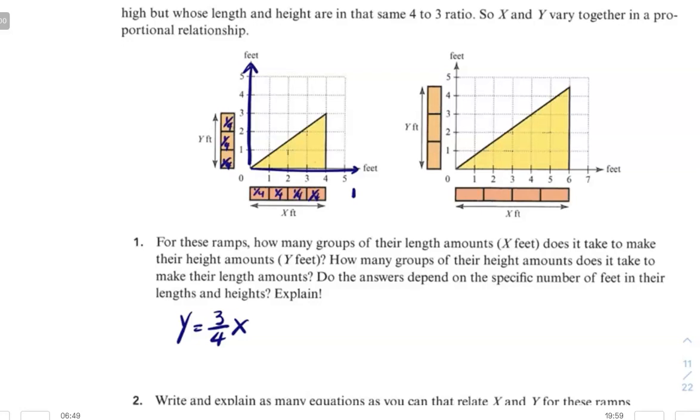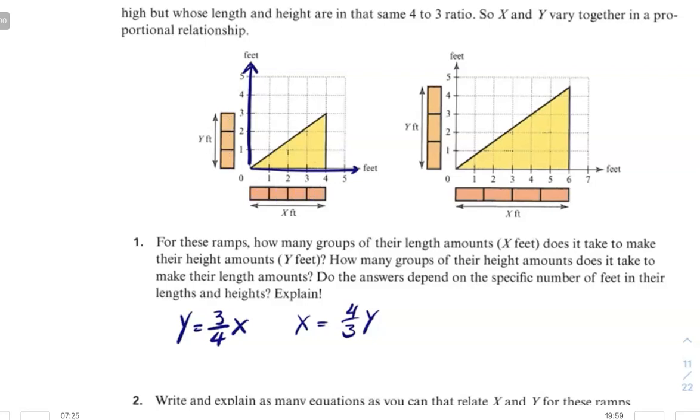How many groups of the height does it take to make the length? Okay, well, let's take a look at looking at it the other way. So if I want to look at y being 1, then all of these rectangles are a third. So then we need 4/3 of y to make x. Does it make sense that to get y, we multiply x by something less than 1, and to make x, we need to multiply y by something more than 1?